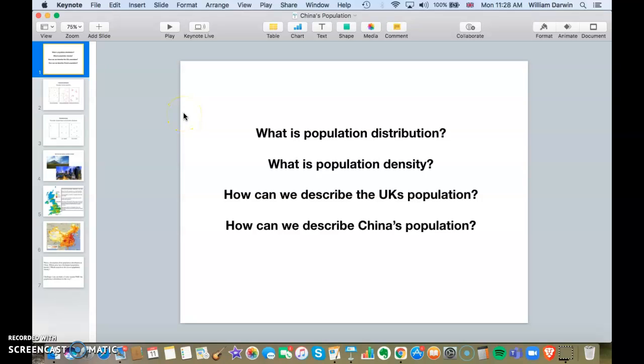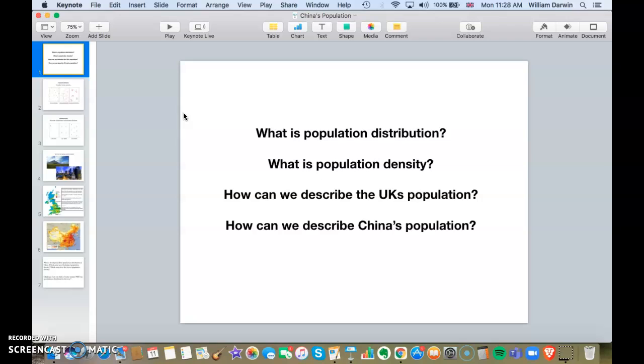Okay, everyone, and welcome to our second lesson about China. I've been really impressed with some of the homework submissions that you've made to me on Show My Homework. I've seen some really excellent research from a lot of you about the human and physical features of China, and I've been really impressed reading some of them about what you've found out.